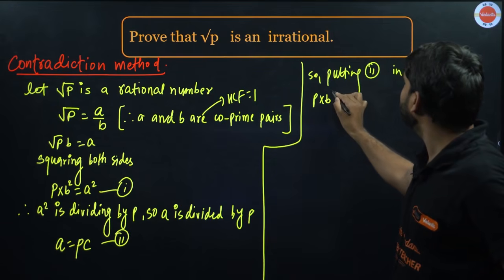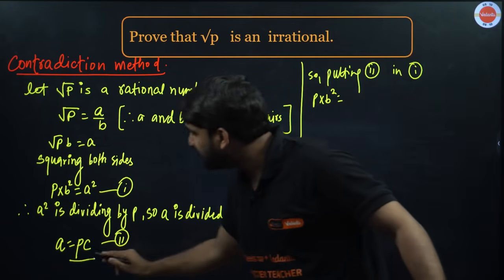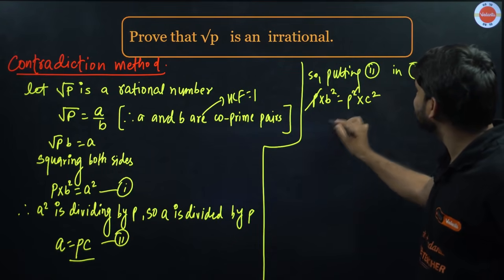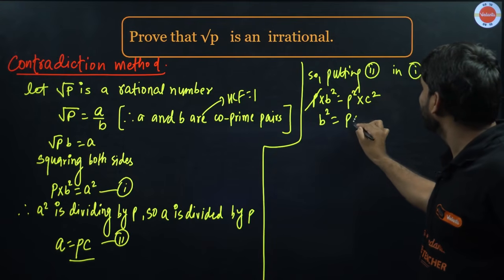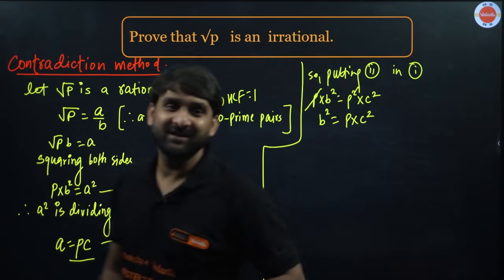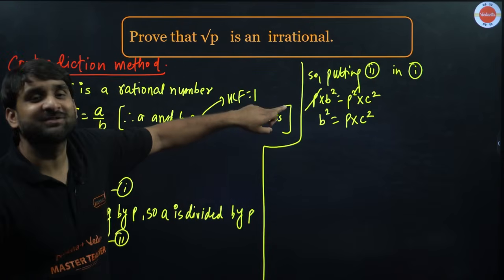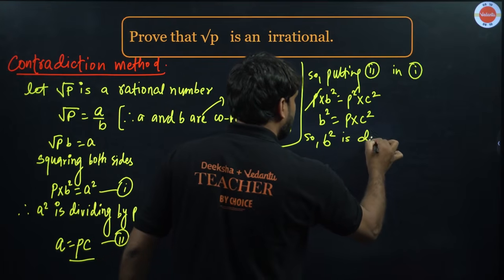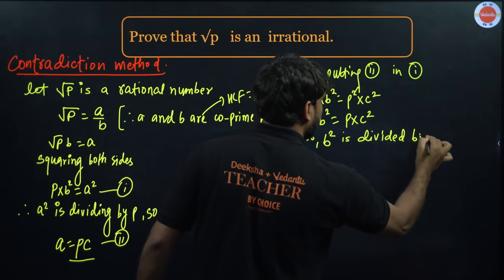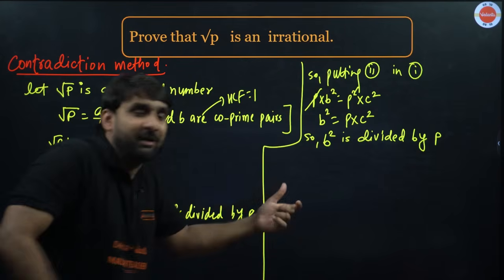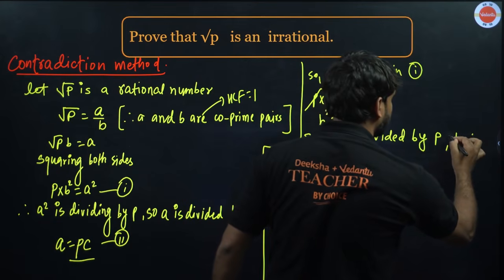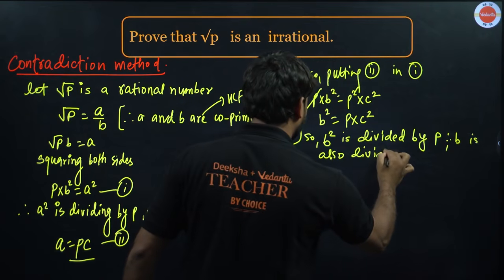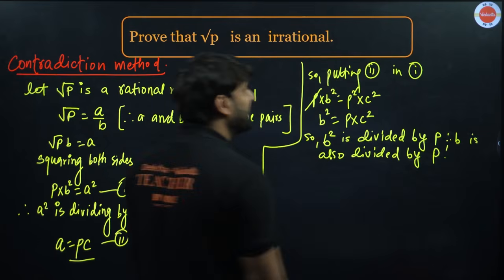p into b square, and in place of a, pc will come. So this is equal to p square c square, and this p will cancel. So now b square is equal to p c square. Now p is on the right side, which implies that p divides b square. So if b square is divided by p, b is also divided by p.